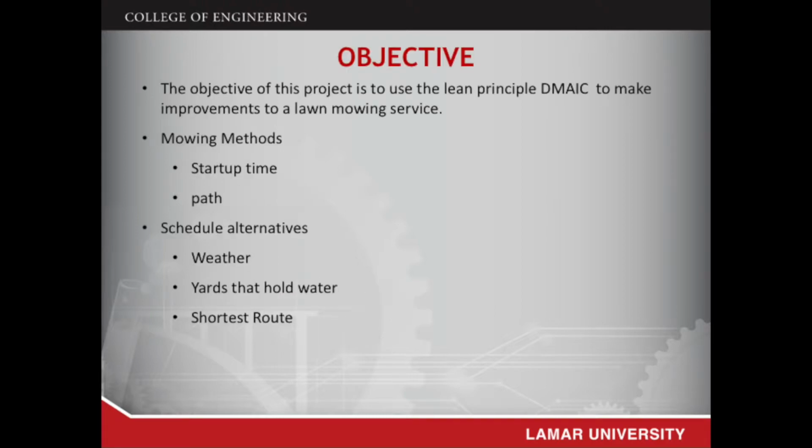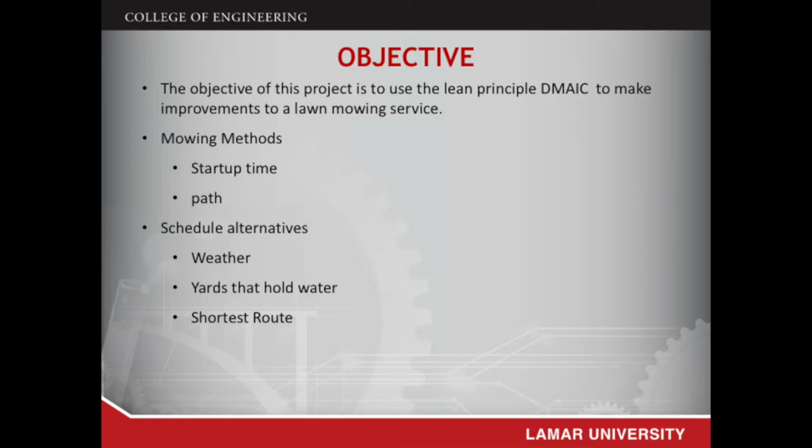So the objective of this course project is to use the lean principle DMAIC to make improvements to the lawn service. This includes mowing methods such as startup time and path. Startup time includes the time it takes to start mowing the yard. The path will be the distance the guy travels while mowing the actual yard.